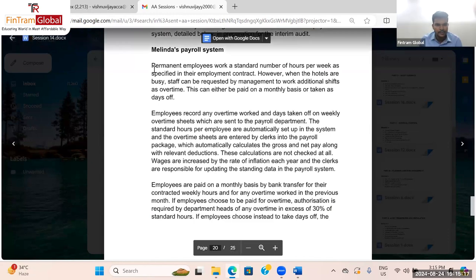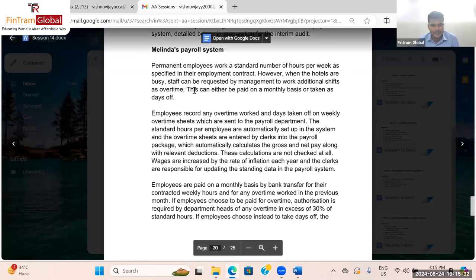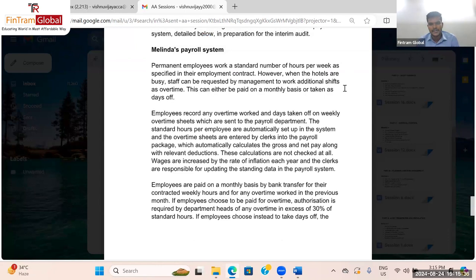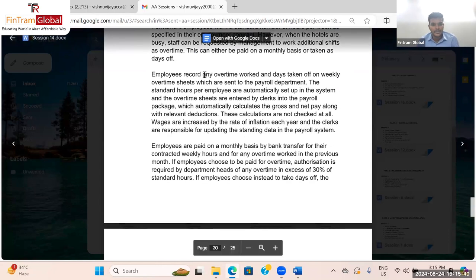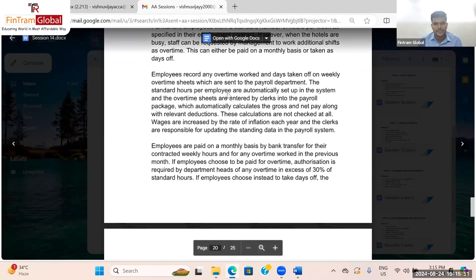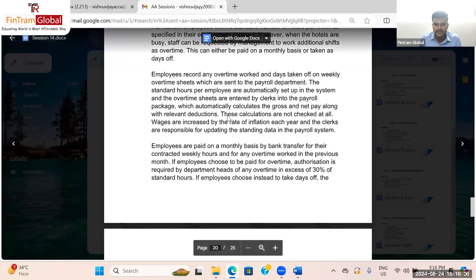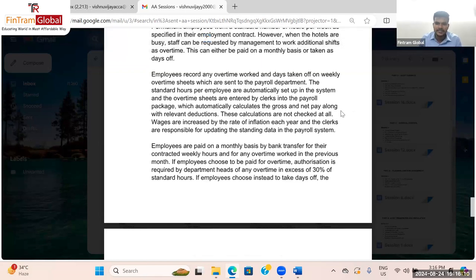Okay. So we have the payroll system given over here. Permanent employees work a standard number of hours per week as specified in their employment contract. However, when the hotels are busy, staff can be requested by management to work additional shifts as overtime. This can either be paid on a monthly basis or taken as days off. Employees record any overtime worked and days taken off on weekly overtime sheets, which are sent to the payroll department. The standard hours per employee are automatically set up in the system, and the overtime sheets are entered by clerks into the payroll package, which automatically calculates the gross and net pay along with the relevant deductions. These calculations are not checked at all.